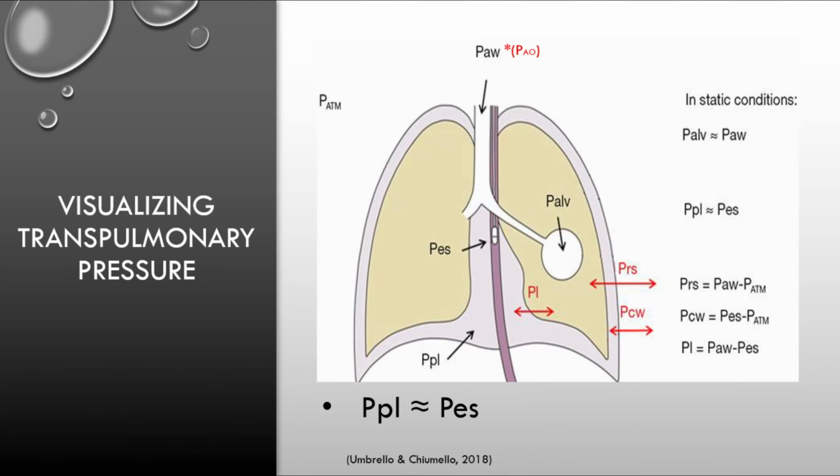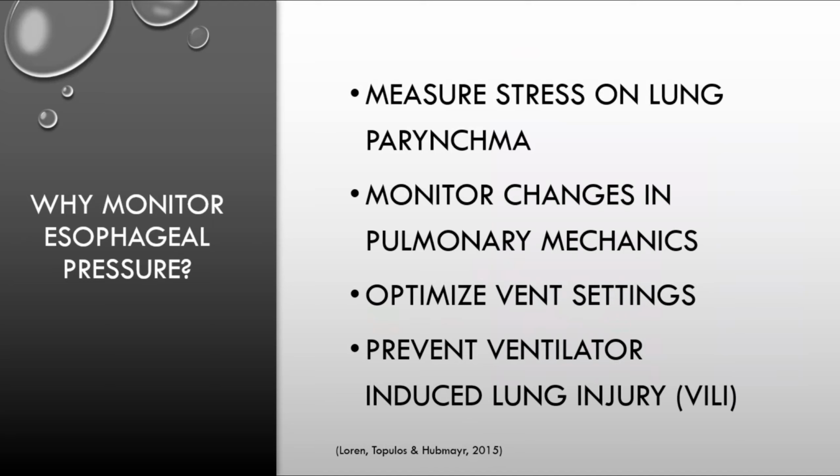On this slide, we have an anatomical display of different pressure gradients and also a representation of the balloon placement right here. It sits right behind the heart. So why do we want to measure esophageal pressure? Because we can measure the stress on lung tissues, we can monitor changes in pulmonary mechanics, and we can use all these to optimize our vent settings and prevent ventilator-induced lung injury.